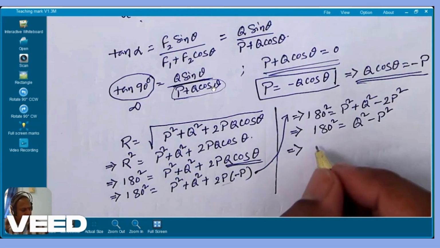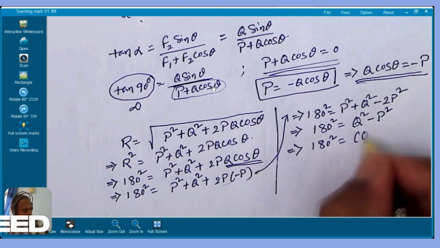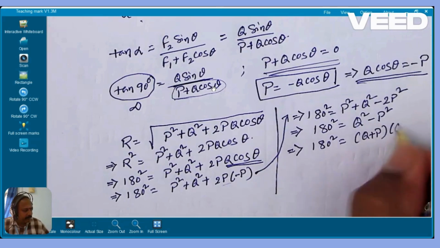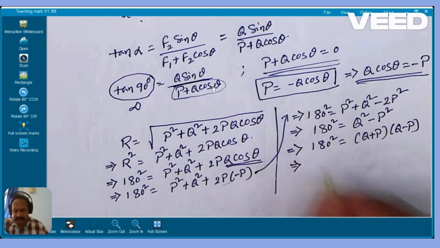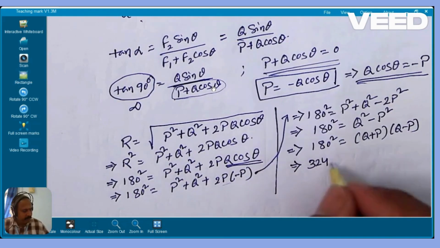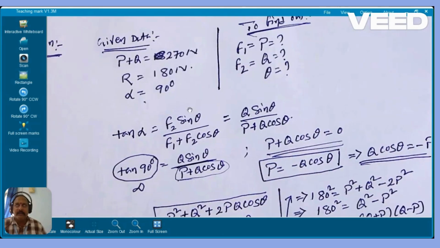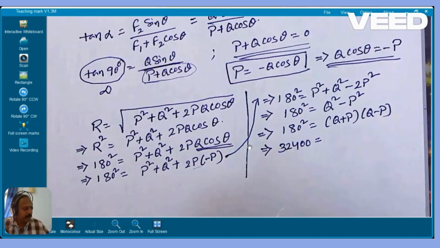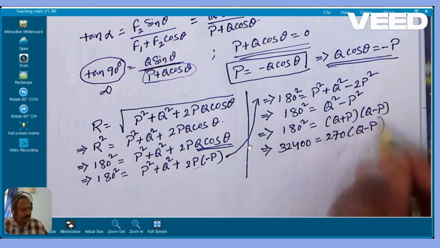So finally what you get? 180 square is equal to Q plus P into Q minus P. So 180 square, you please do it in the calculator. We are going to get it as 32400, which is equal to P plus Q. What is the value of P plus Q? Already given in the question. You can see here, P plus Q is 270 Newton. That will substitute here: 270 into Q minus P.